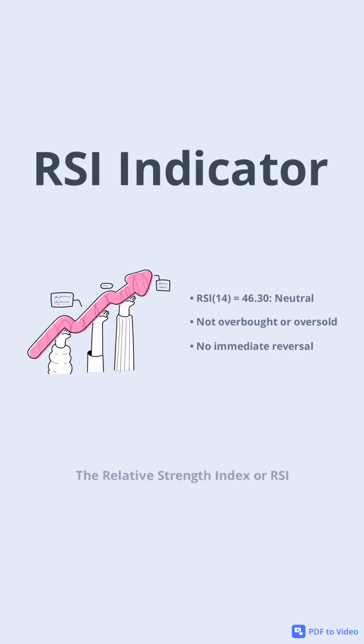The Relative Strength Index, or RSI, is a popular momentum indicator. For PLUG, the RSI 14 is at 46.3, which places it in the neutral zone. This means the stock is neither overbought nor oversold at the moment. Traders often look for RSI readings below 30 for oversold conditions or above 70 for overbought, but PLUG is right in the middle, suggesting no immediate reversal signal.